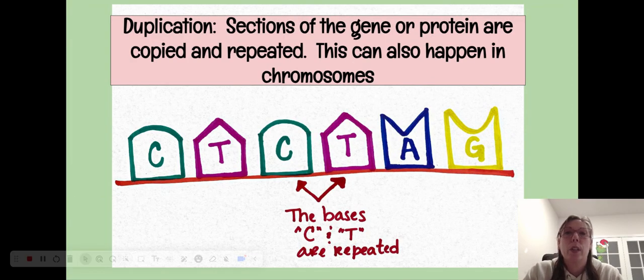Next, we have our duplication. So the section of the gene or protein is copied and repeated. Remember, this can also happen in chromosomes. We can have a duplicate of a whole chromosome. In this case, we've got our CT repeated. So it goes CT, CT, and then AG.